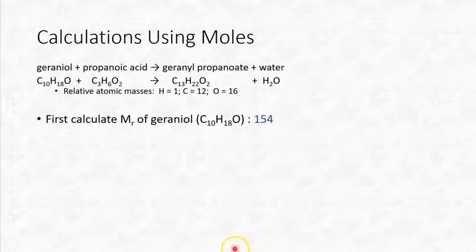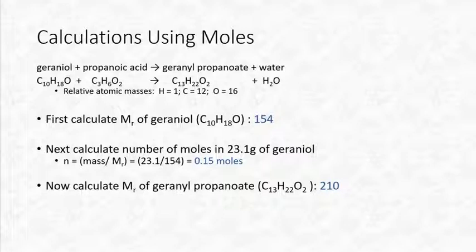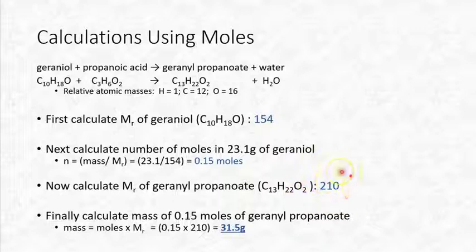Our first step is to calculate the molar mass of geraniol, our reactant. That's 154. So the number of moles in 23.1 grams of that is 0.15 moles. Next, the molar mass of our product, geranyl propanoate, is 210. And the mass of 0.15 moles, why 0.15? Again, these react 1 to 1, therefore we have the same number of moles of product. So 0.15 moles of something that weighs 210 grams per mole gives us 31.5 grams.